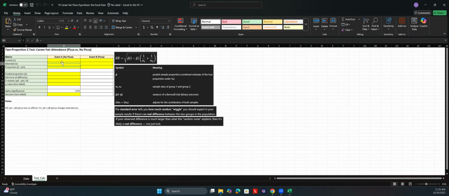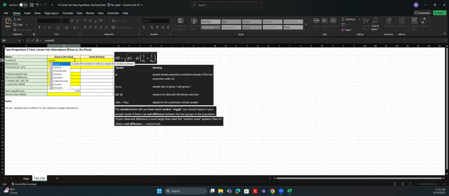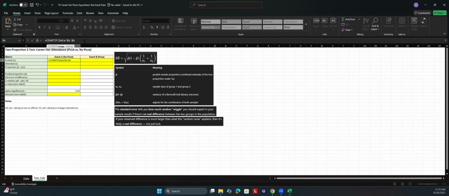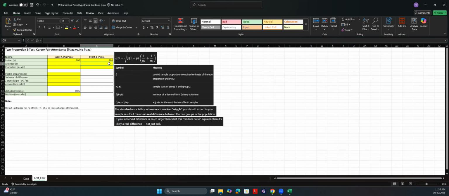First of all, I would like to start with number of people invited with no pizza. It's equal to COUNTIF. And I will go to A, and then I will lock this with function F4 and comma. If it's equal to A, then I will count it. Perfect. And I will drag this one to the right to copy the formula for B as well, but instead of A here, I will replace the A with B. Okay, 180 people with pizza, 200 people with no pizza invited.